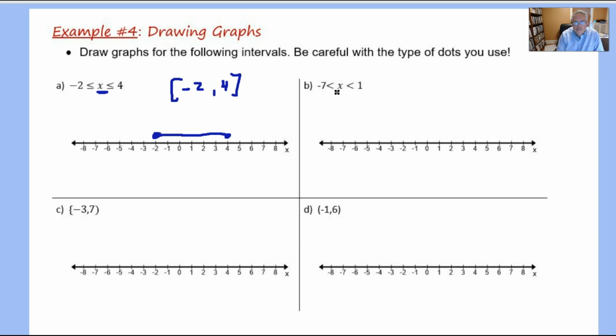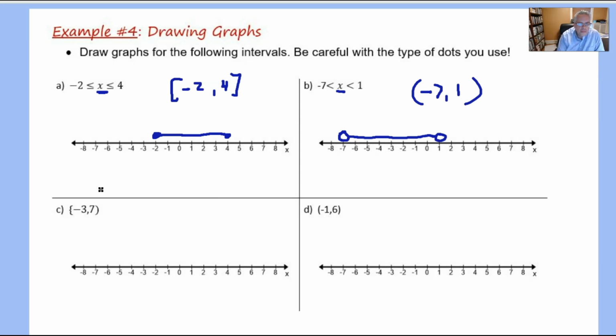All right. Focus on x. x is between -7 and 1, and it doesn't include them. So hollow dot at -7 and 1, and connect them. In interval notation, this would be -7 and 1 with curved parentheses.